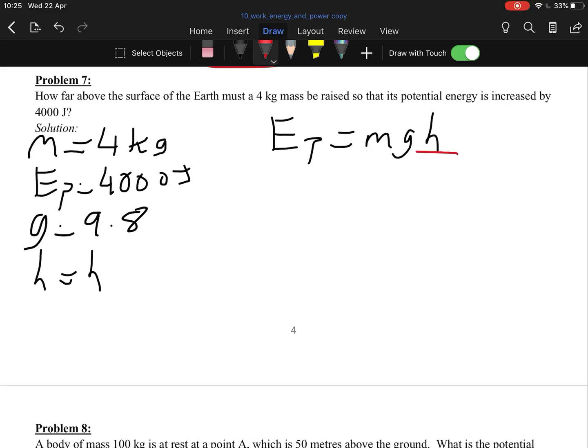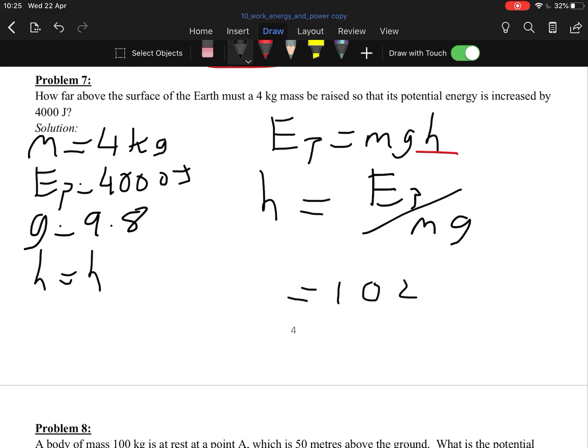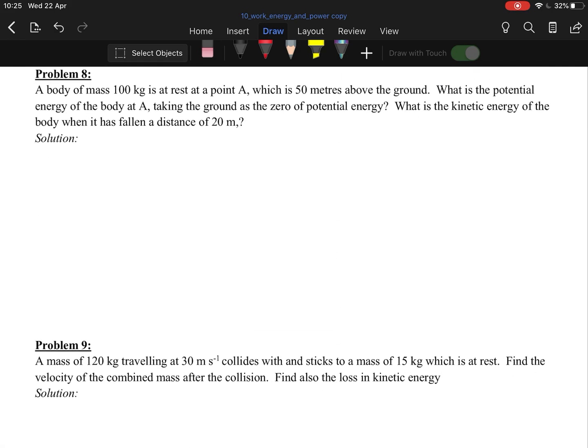So EP equals mgh. They want h to be the subject of the formula. So h equals EP over mg. That's it. Okay. Rearrange it. They're asking for a value h, so we make that the subject of the formula, and then you continue on. That should give us a value of 102 meters. There you go. Okay. Very straightforward. You see, these questions aren't overly difficult.